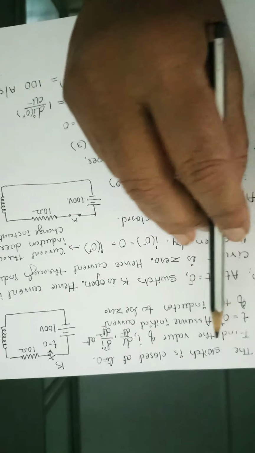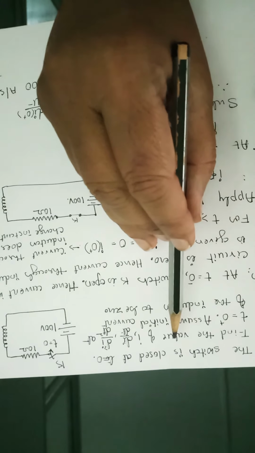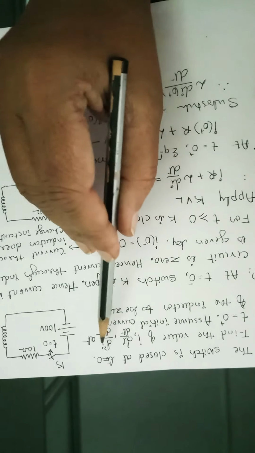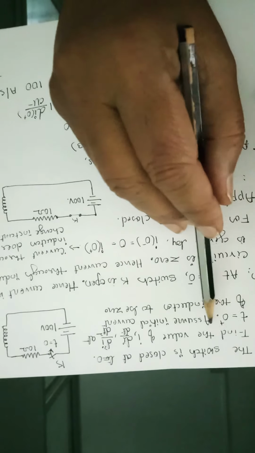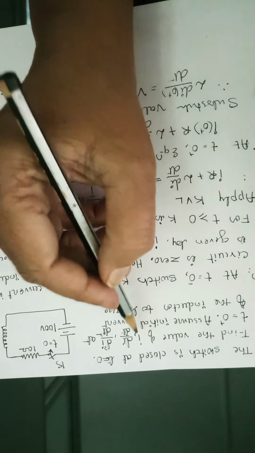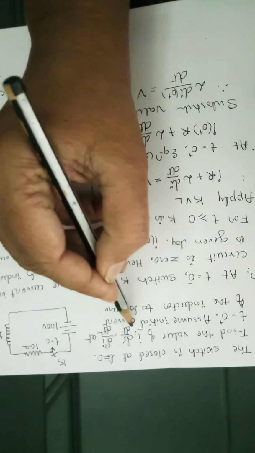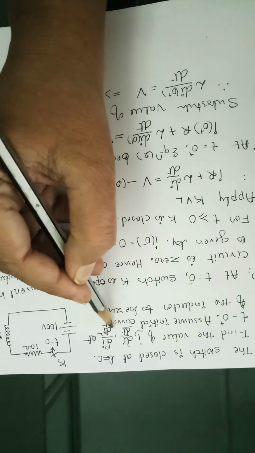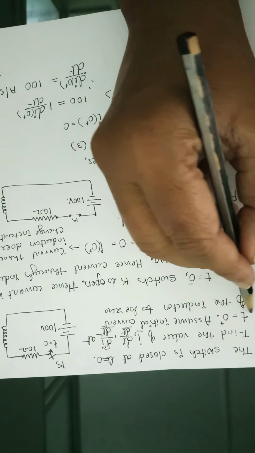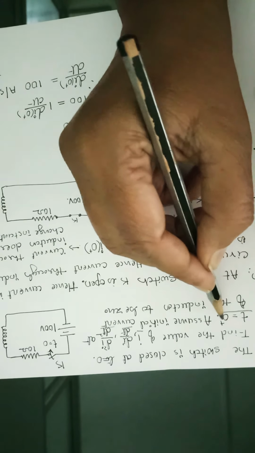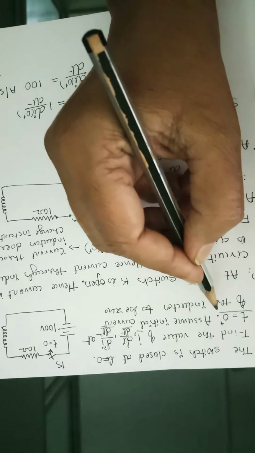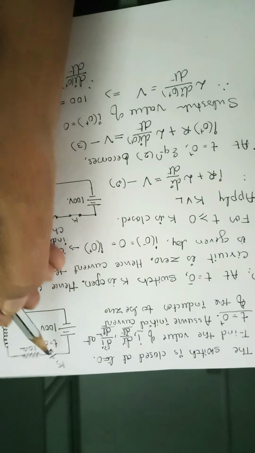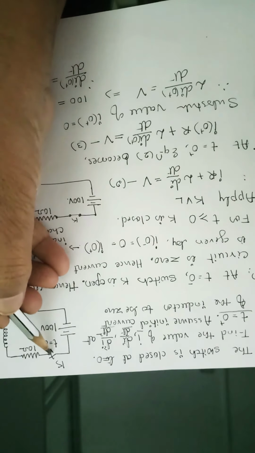So, dear students, today I am going to discuss one more problem on transient analysis. The main objective of this problem is to evaluate i, di/dt, d²i/dt² at t equal to 0 plus. 0 plus means soon after closing the switch or soon after operating the switch.